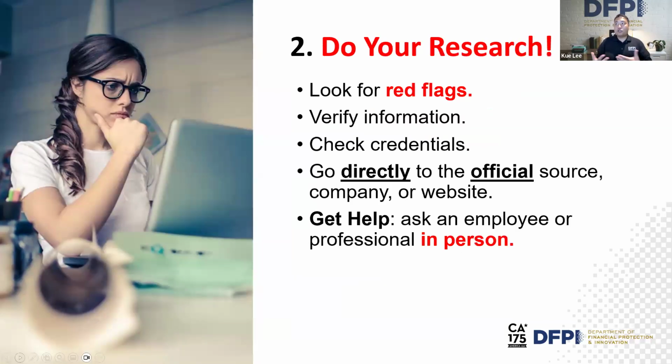The second layer of protection is to do your research, right? Things like verify information, look for the red flags, check credentials, so important. Take that time to do your research, go directly to the official source. You get a text message from someone that says it's your local library, you have an overdue book, and you don't remember checking out a book. Go directly to your library and say, hey, I got a message about an overdue book. Maybe give them a call and verify, right, before you just click on a link or share your information or contact the scammer.